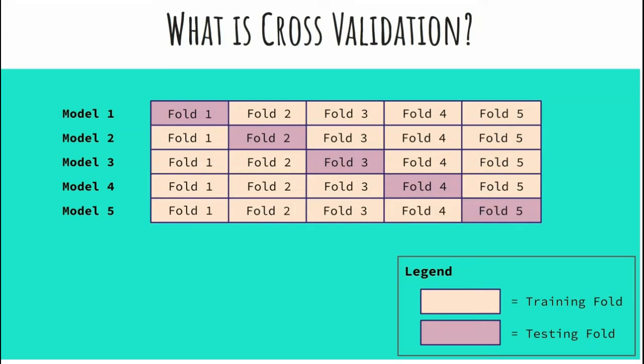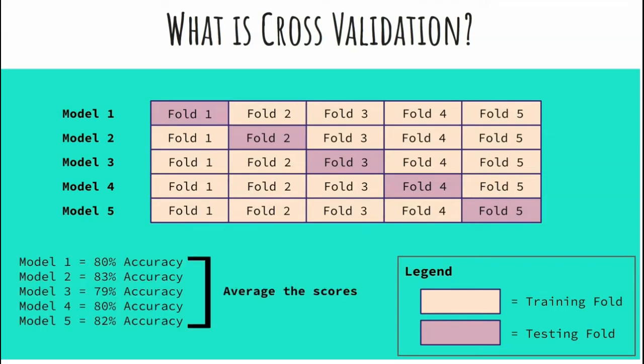So for example, if we look at model 1, you can see I will train my model on folds 2, 3, 4, and 5, and test my model on fold 1. For model 2, I will train on fold 1, 3, 4, and 5, and test on fold 2. So hopefully you get the idea. After building each model, I can evaluate the results on each model's test set. Here you can see I've returned the accuracy score of each model. Because I have built 5 models, I returned 5 accuracy scores. The significance of cross-validation is I can average those scores to get a more accurate evaluation. In this case, I return a cross-validation accuracy of 80.8%.